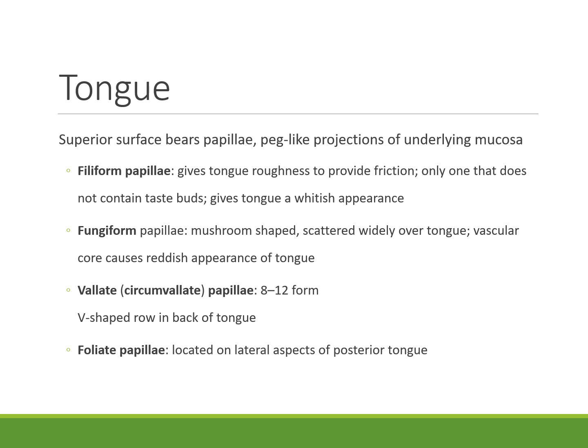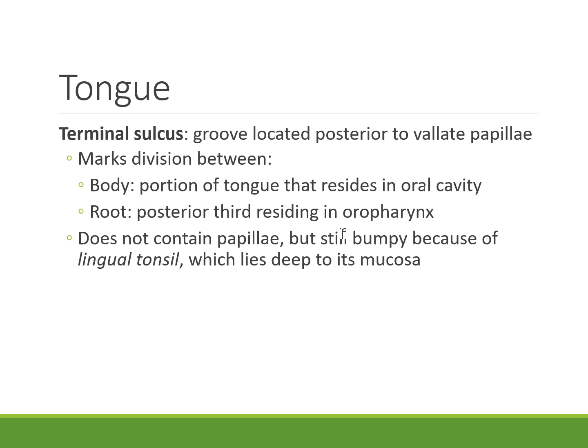That one does not have any taste buds, and it's what gives your tongue a whitish appearance. The fungiform papilla are the mushroom-shaped ones that are scattered all over the tongue. They have a core in the middle that gives the tongue a reddish appearance. The vallate or circumvallate papilla are 8 to 12 very large papilla that form a V in a row at the back of the tongue, and the foliate are located on the lateral aspects of the posterior tongue.